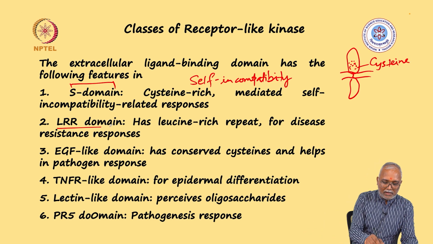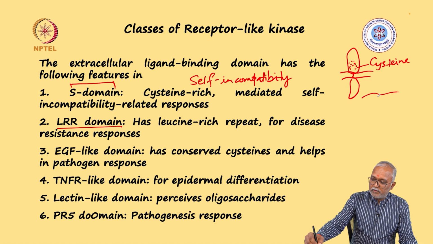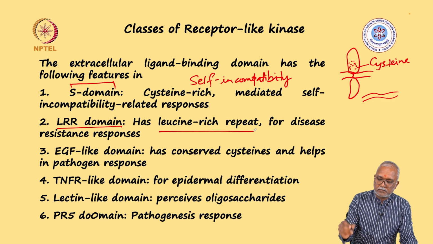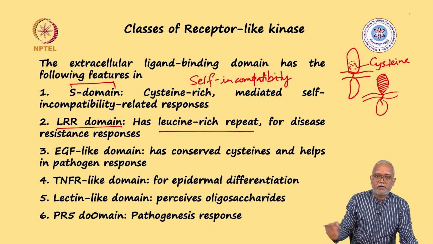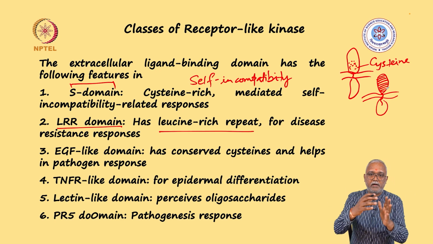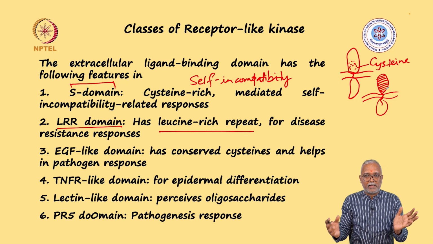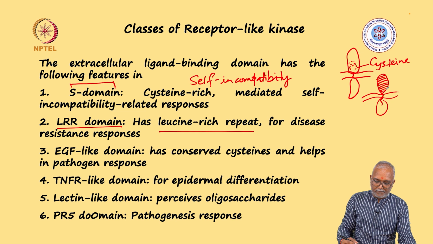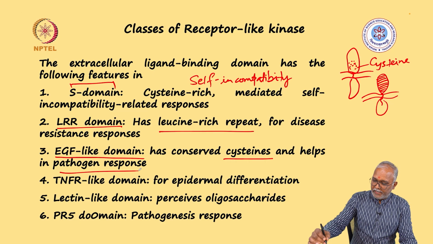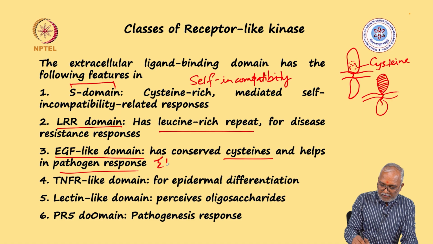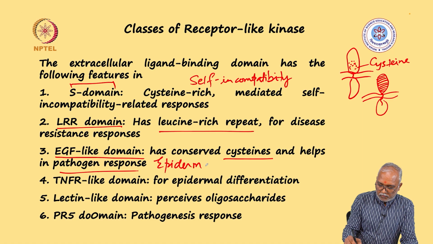The other class is called the LRR domain, leucine-rich repeat, where the extracellular domain is completely made up of repeat units like this. That will help in identification of the ligand and interaction with the other receptor for activation. Then there are domains which are called EGF-like domains. They have conserved cysteine residues and help in the pathogen response. EGF is called epidermal growth factor.